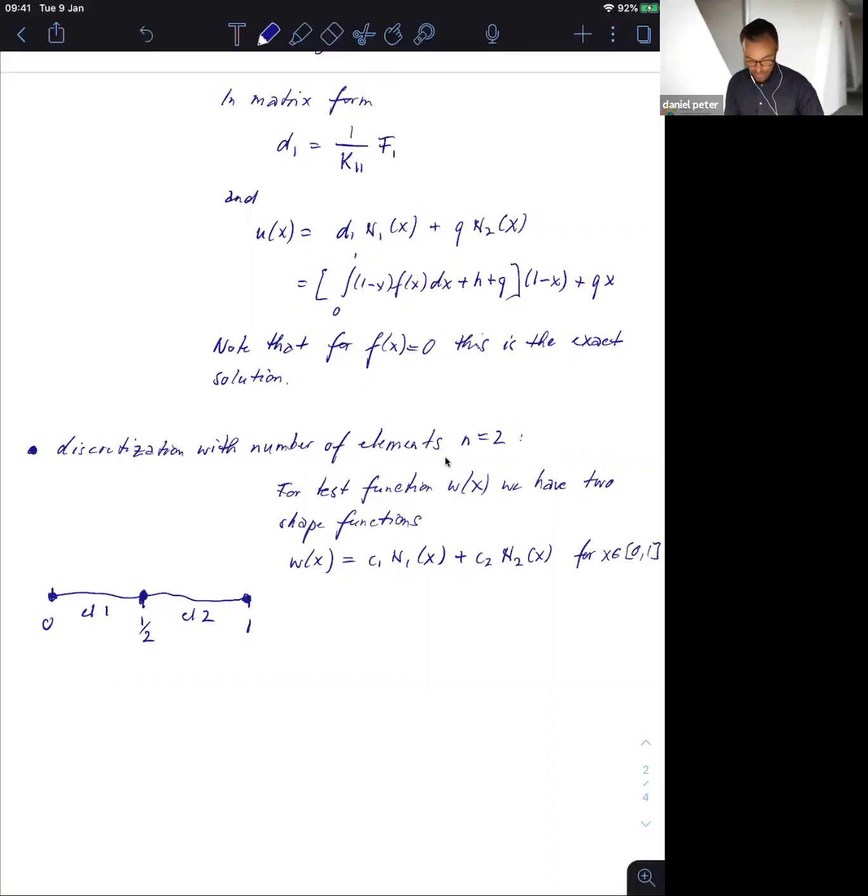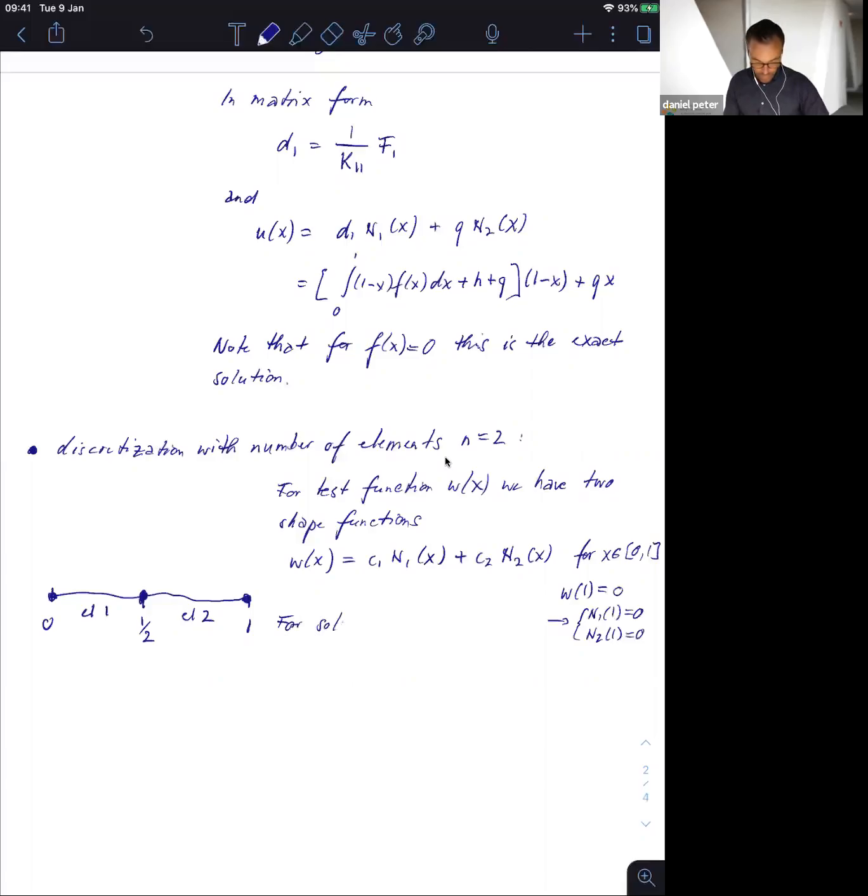And with w of 1 equal to 0, that's what we impose on the test function. We see that now n1 at that point, at 1, has to be 0. And n2 at 1 also has to be 0. Good.